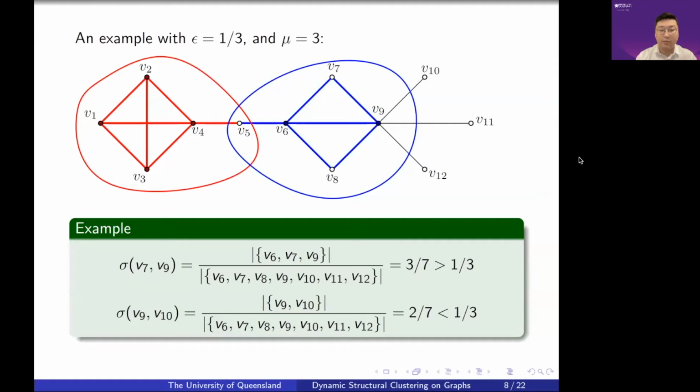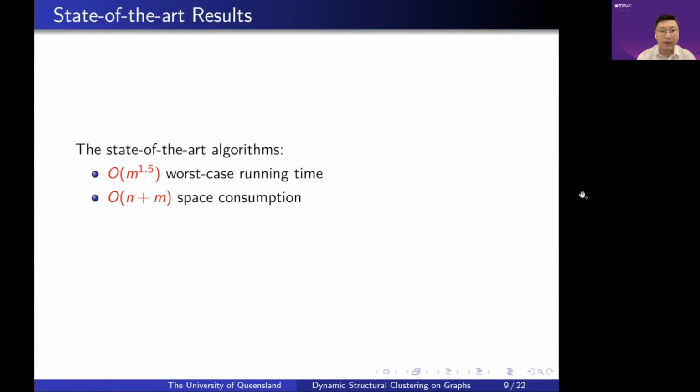From the above construction process, it can be seen that given a valid edge labeling, the structural clustering result can be output in O(n plus m) time by traversing the graph once. So the bottleneck of the state-of-the-art algorithms lies in computing a valid edge labeling. To compute a valid edge labeling, the state-of-the-art algorithms need O(m^1.5) worst-case running time, and they require O(n plus m) space consumption.